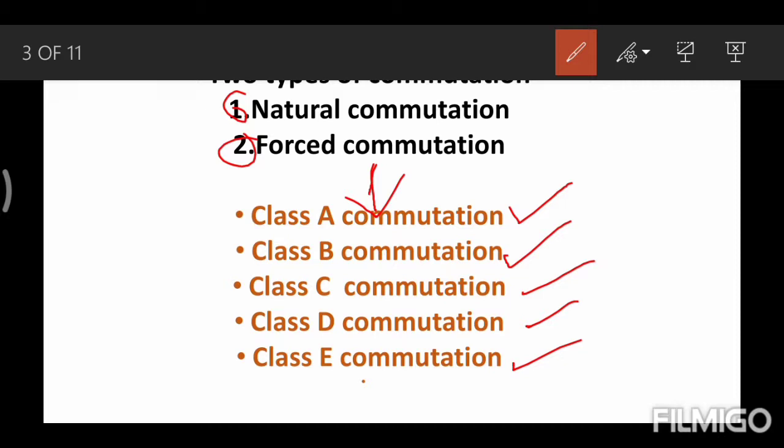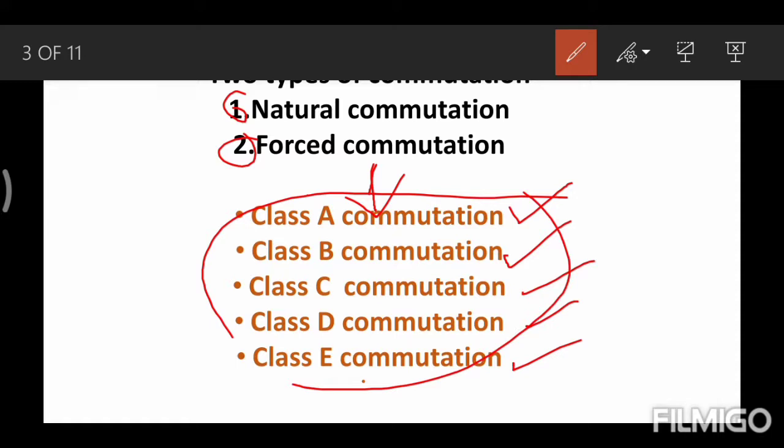Generally there are 2 commutations: one is forced commutation and the second one is natural commutation. And in forced commutation, there are again 5 commutation techniques available. So this is the basic division of the turn-off methods. So what are those? One is by applying natural commutation.